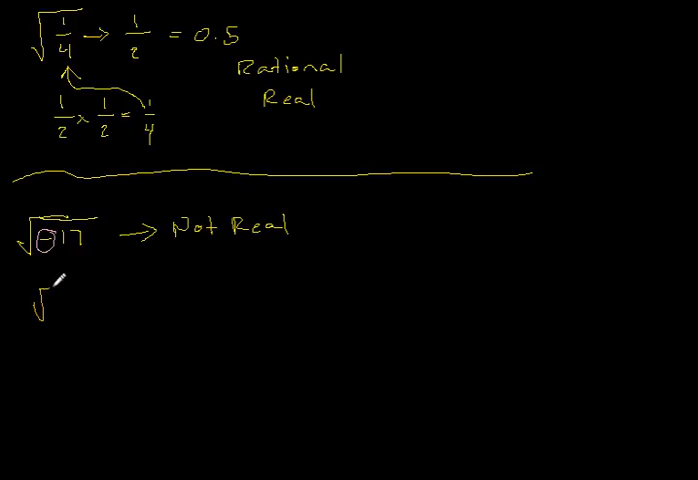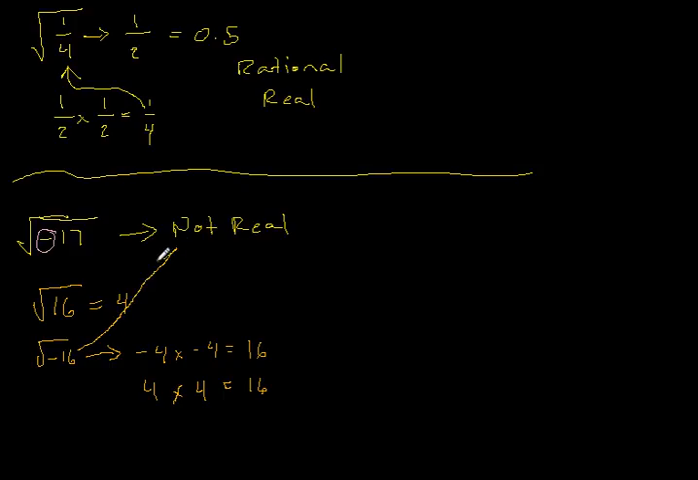The square root of 16, which is a perfect square, equals 4. Well, what's the square root of negative 16? Ask yourself, what number times itself equals negative 16? Well, it could only be negative 4 times negative 4, which equals positive 16, or positive 4 times positive 4, which is also equal to positive 16. So therefore, no number times itself equals a negative number. Therefore, negative 16, just like negative 17, is not a real number.